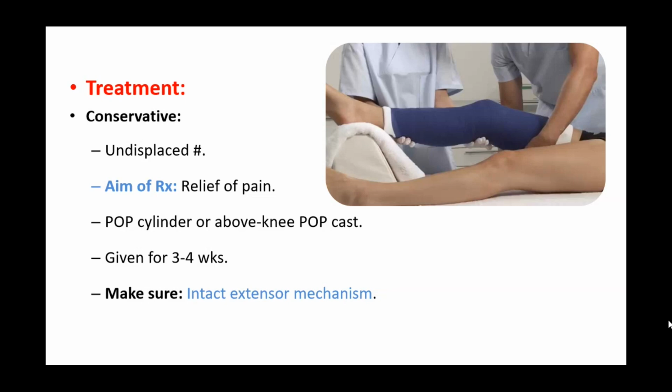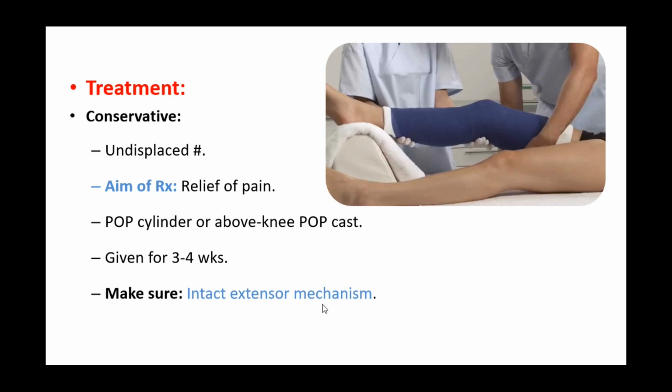Treatment. So first is conservative treatment. In an undisplaced fracture, conservative treatment is sufficient. The aim of the treatment is relief of pain. So usually a POP cylinder or an above-knee POP cast is applied, and it is usually applied for 3 to 4 weeks.